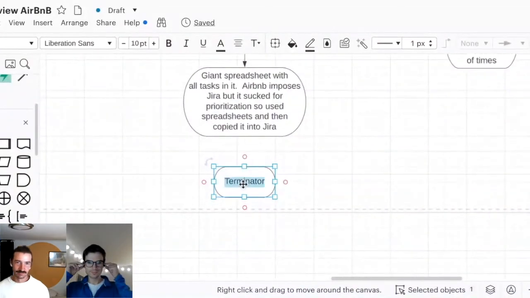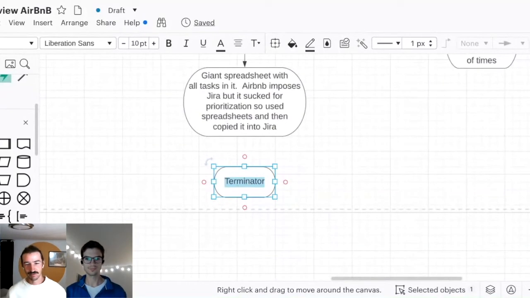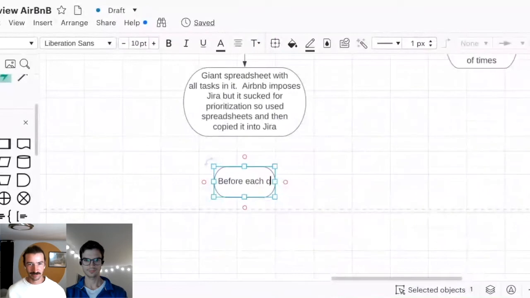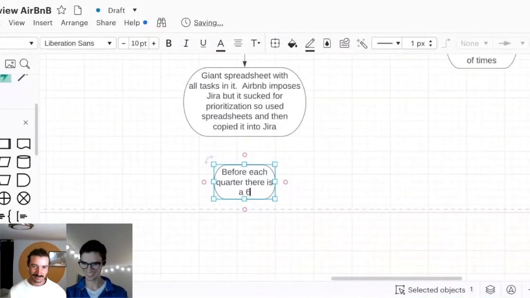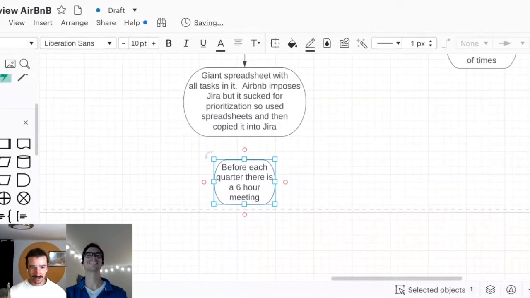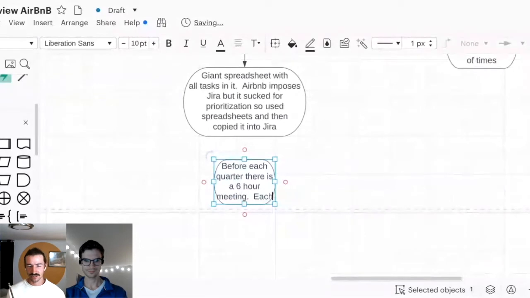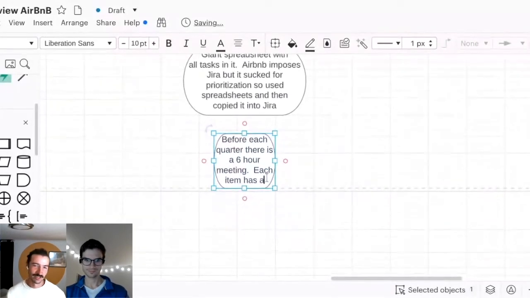Okay, so now you have the spreadsheet. Before each quarter, we would all get together in a 6-hour-long meeting over Zoom. Very fun. And each row in the spreadsheet has an owner. That might be the engineer who's driving the project, and it's usually an engineer because we were an engineering team, obviously.